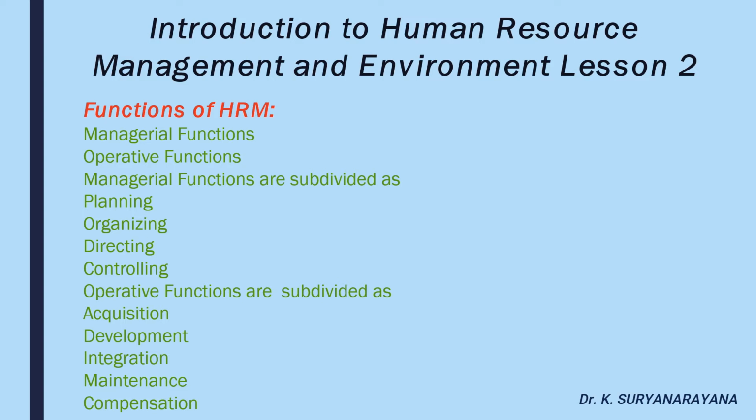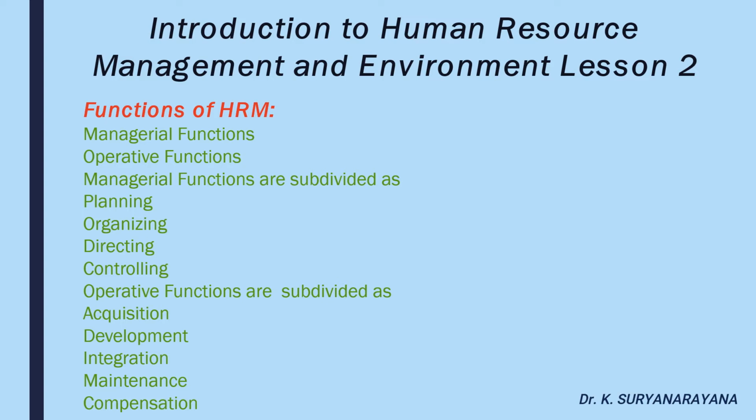And next one is controlling. The next function after directing is controlling, which is the process of checking the performance to confirm whether the activities are going according to the plans made. Controlling involves the activities like setting performance standards, checking, verifying, and comparing the actual with the plans and taking corrective action if required.